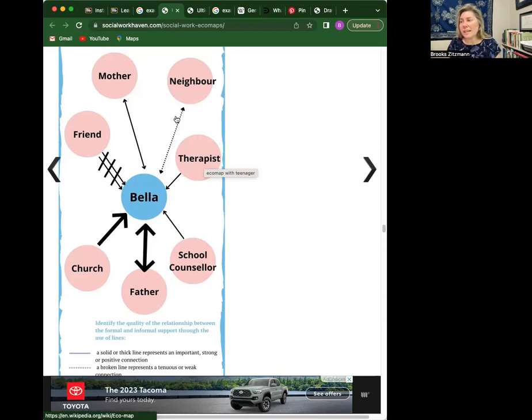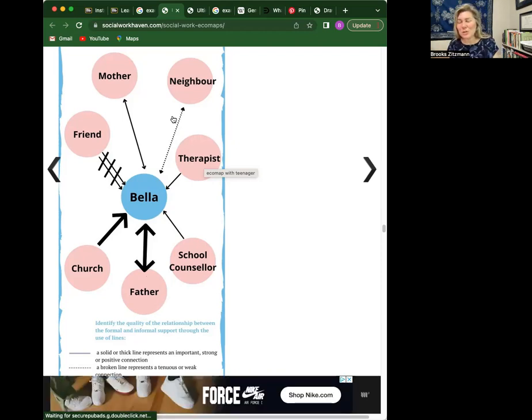The dotted line here tells me that it's something of a weaker relationship, right? It's not necessarily conflicted, but it's just not as close. So we might expect this from a neighbor, right? The neighbor is someone who you wave to when you're getting your mail or walking down the street. A neighbor might be someone who Bella could turn to if her mom and dad aren't home yet and she needed some kind of help. But this isn't the person that she's hanging out with, right? This is someone who's in her world, a resource in her world, and that's it.